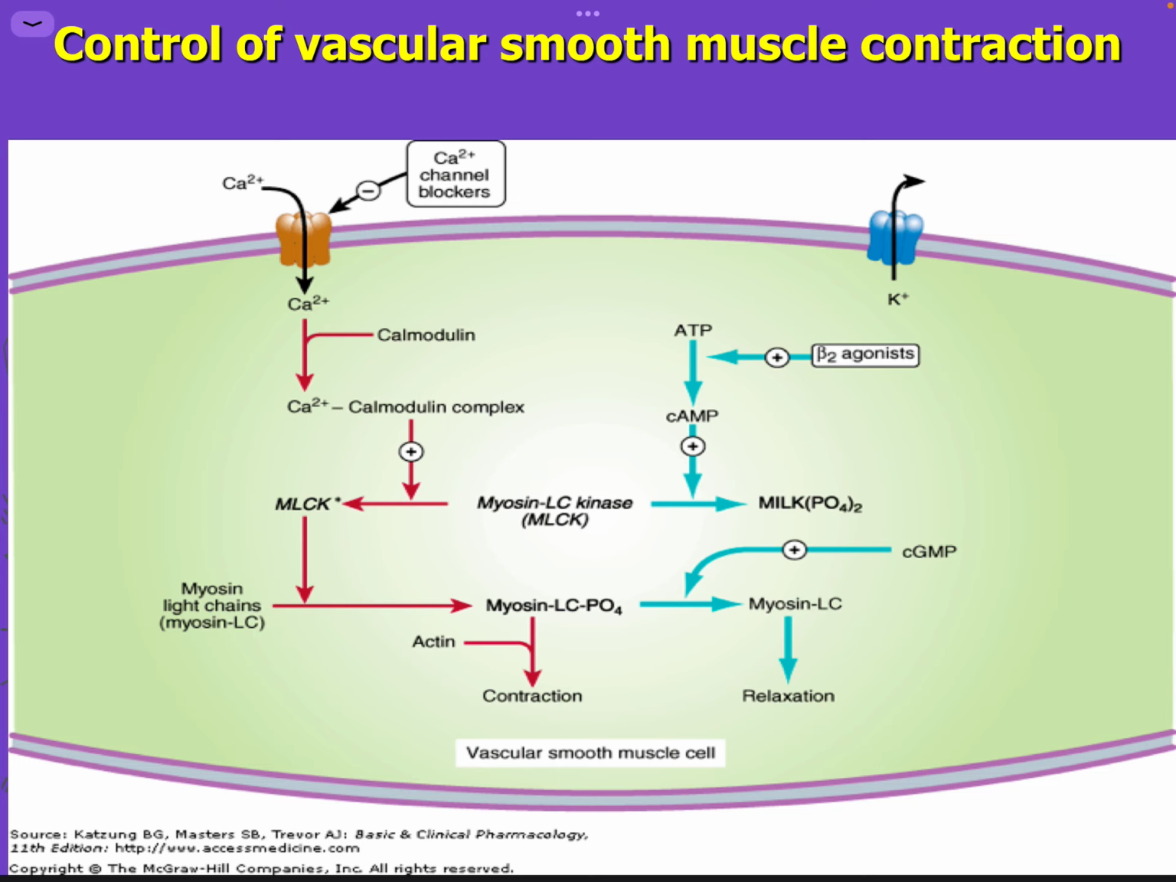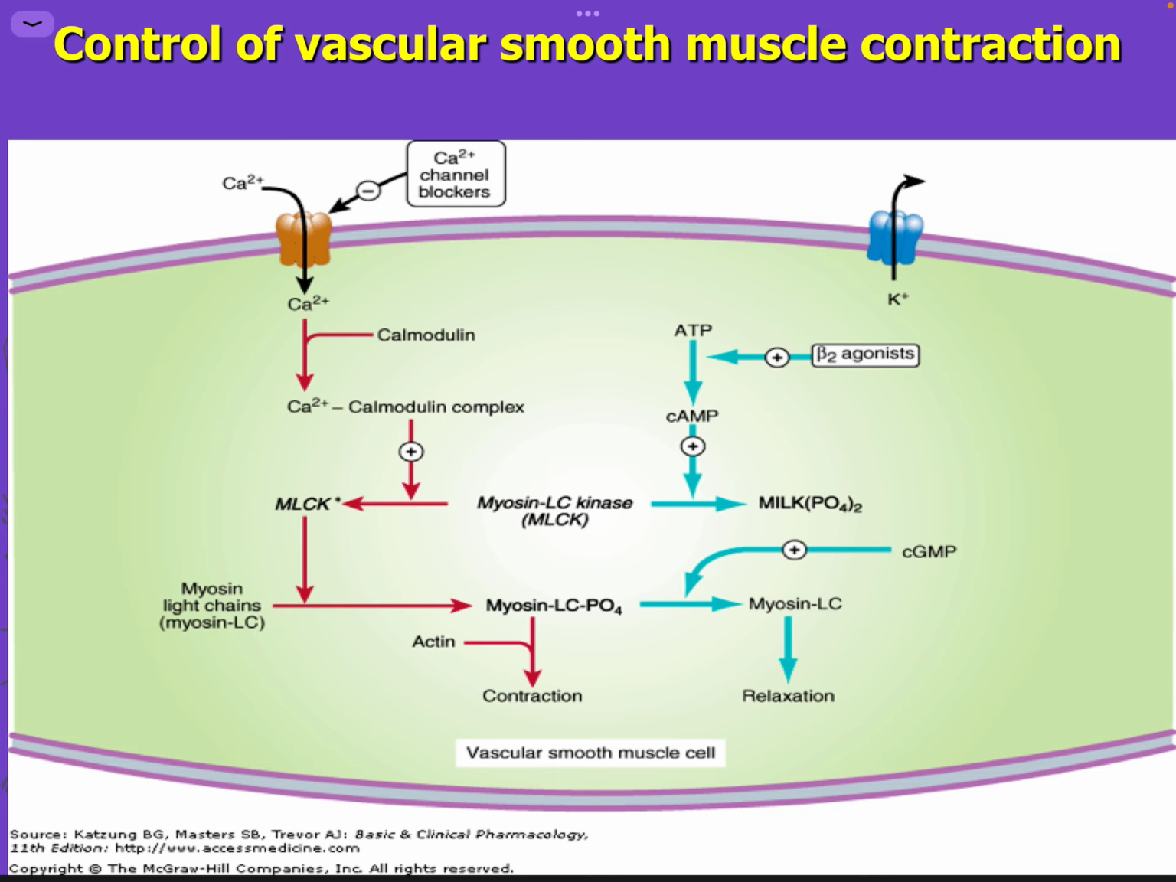So let's go back here. Calcium enters the cell, it interacts with calmodulin, it forms the calcium-calmodulin complex. This causes activation of an enzyme called myosin light chain kinase. Myosin light chain kinase is a kinase, so what's it going to do? It's going to phosphorylate myosin. The phosphorylated myosin will intercalate with actin, causing muscle contraction.